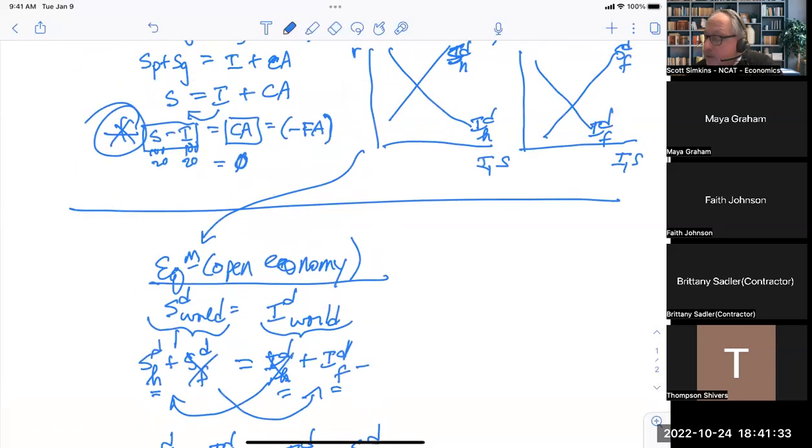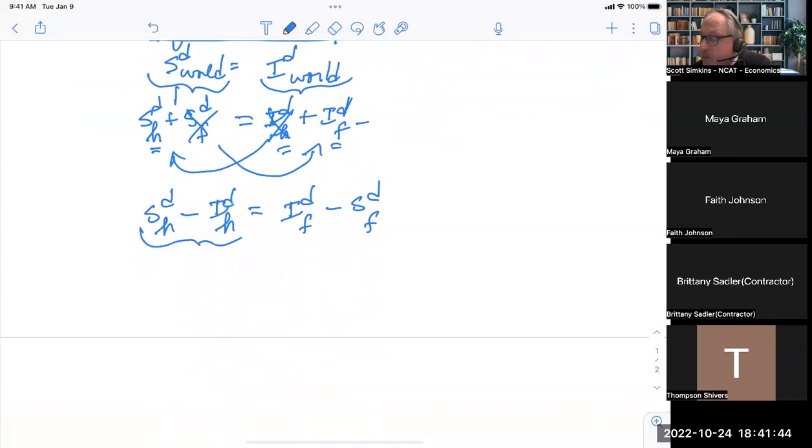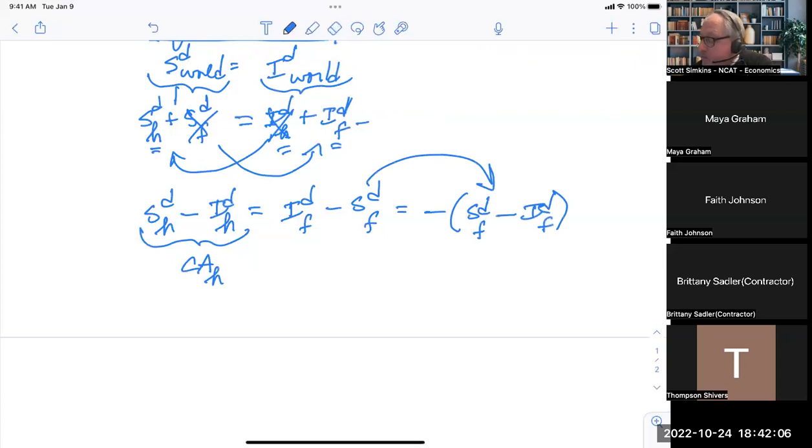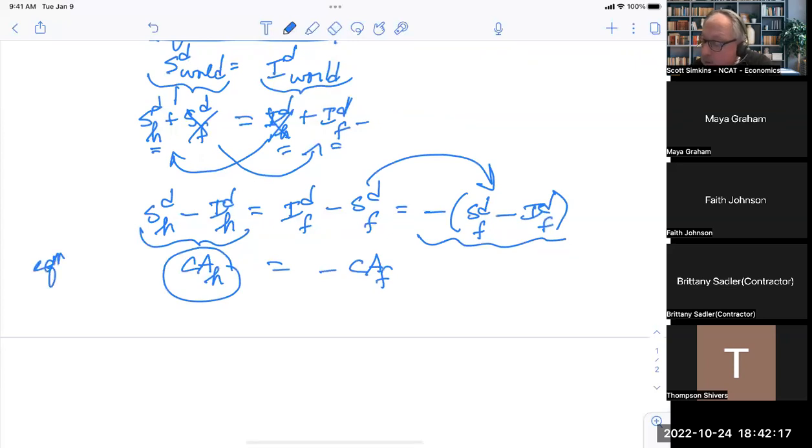All right, so what is the current account? It's saving minus investment, right? That's what you told me. So saving minus investment, this is the current account in the home country. And this over on the right-hand side is, if I bring the minus outside, desired saving in the foreign country minus desired investment in the foreign country. I'm just rewriting this. But this is what? Minus CA in the foreign country. So in equilibrium, the equilibrium world interest rate R happens where this is true.